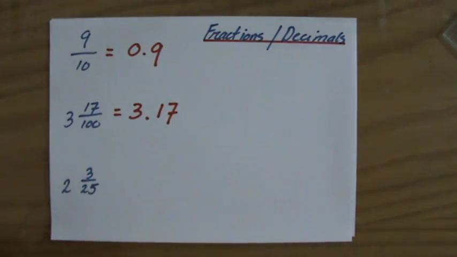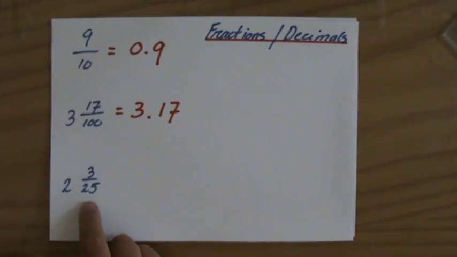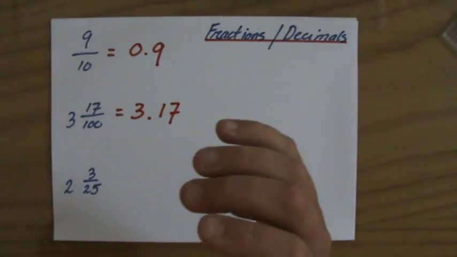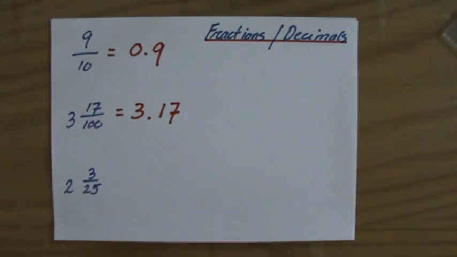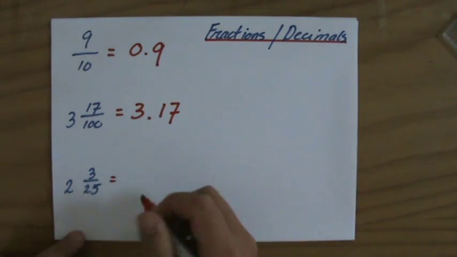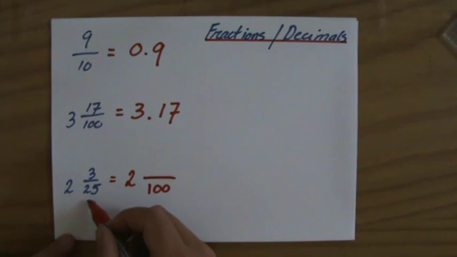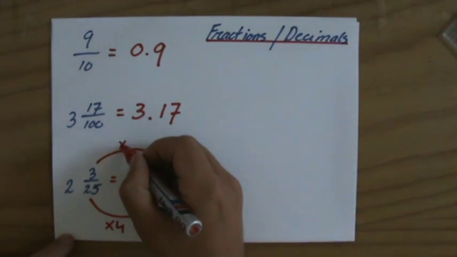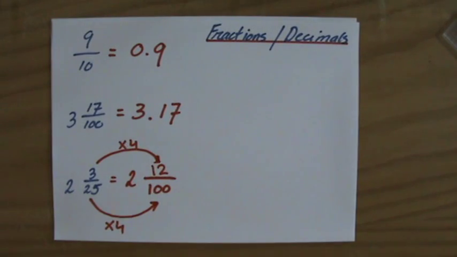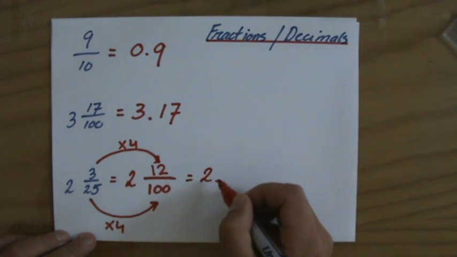So far fairly simple. But if we go now to the third question, 2 3 over 25. Now decimals are out of 10 or out of 100 or out of 1,000, not out of 25. So I have to convert my fraction, I have to find an equivalent fraction, and I have to change that denominator into something out of 10 or out of 100, whatever is best. Now 25, I can turn that into 100 by multiplying it by which number? By what do I multiply 25 to get 100? By 4 indeed. So that is then equivalent to 12 over 100. So 2 3 over 25 is the same as 2 12 over 100. So now I can say, so that is 2.12.